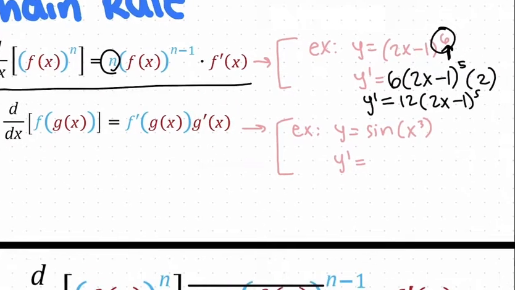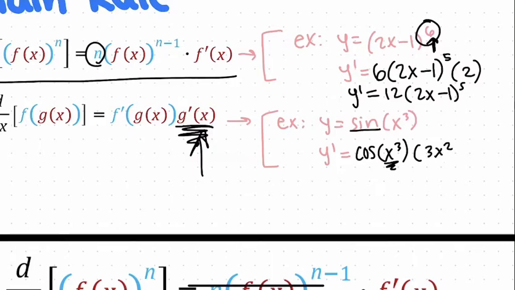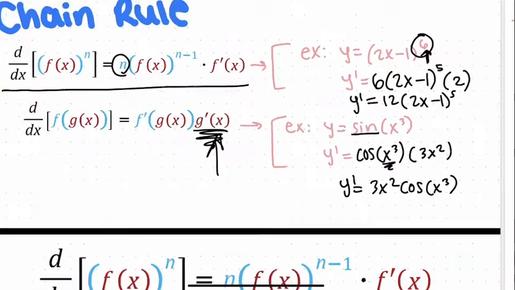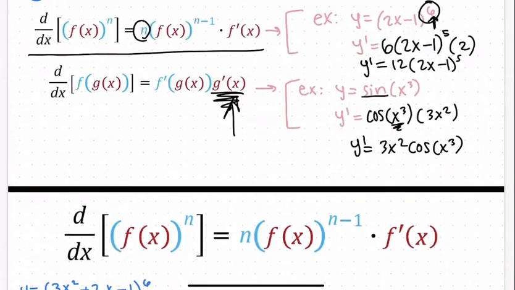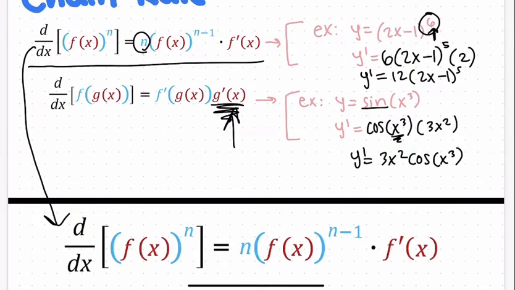So in this problem here, we're going to do the exact same thing. Sine of x, the derivative of sine is going to be cosine, and as it says here in the rule, you're going to keep the inside the same, so x to the third, and then it says to multiply by the derivative of this, which is g of x in this formula, so it's going to be 3x squared. So your final answer is going to be this.